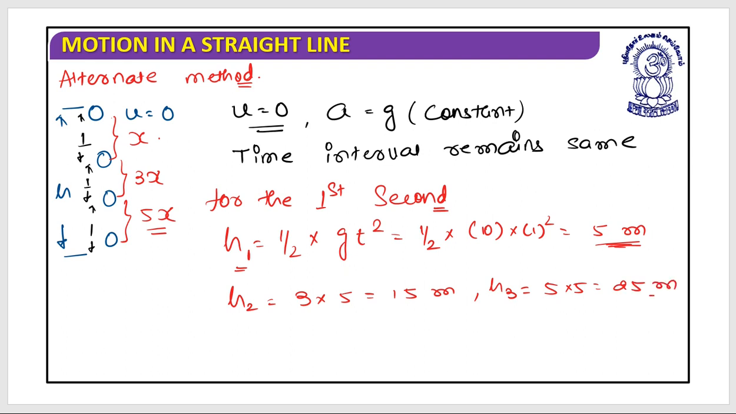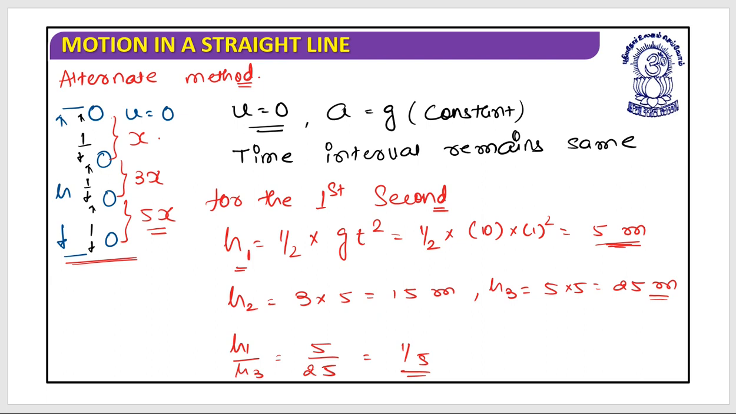Yes, and then you can have a ratio of this, h1 is to h3. This is equal to 5 is to 25, and that tends to 1 is to 5. That's it. So this is a faster approach. You must remember that when an object is being dropped, that means its initial velocity is 0. It is traveling under gravity only, that means a is equal to g, which should be constant, and the time interval remains the same.